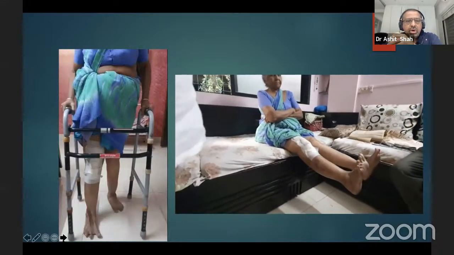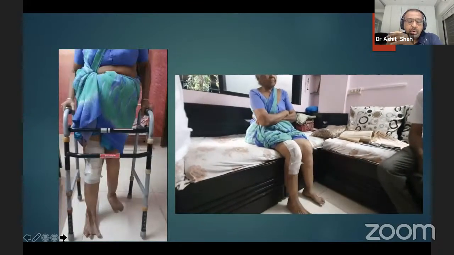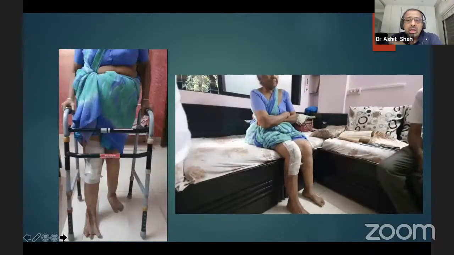So now it is about 2.5 years since the surgery. I have not heard from her because of COVID and all that. But the last time I heard from her relative, she was doing well. That was about a year ago.